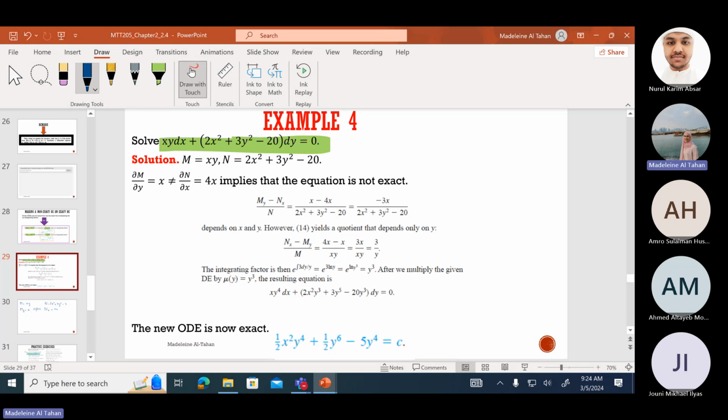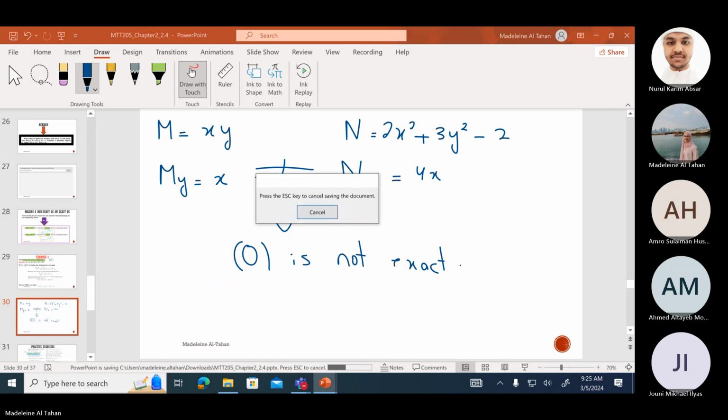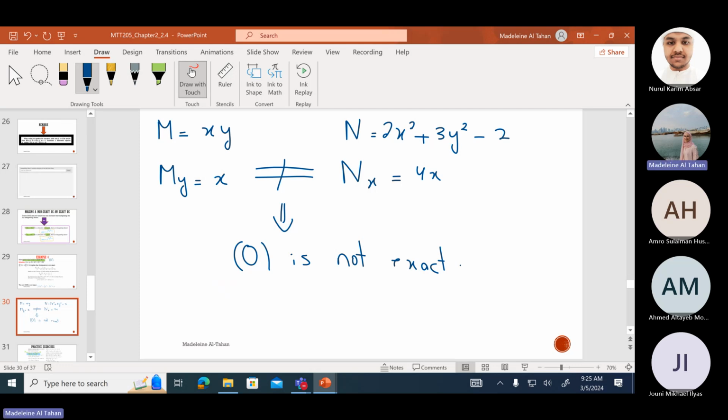So we will call this one O. What can we use? Apply the test: O is not exact. The first step, are we okay with that? So this one is not exact. We want to check whether we are able to transform it to exact or not.